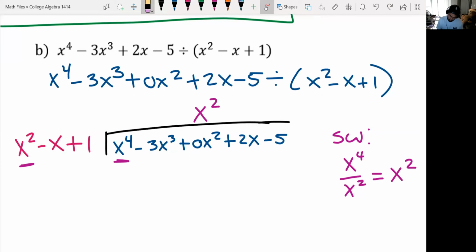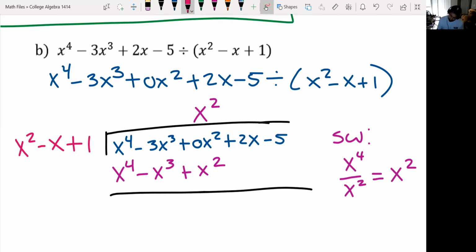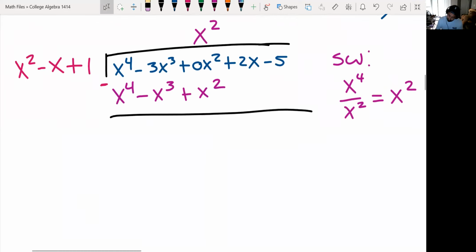So I'll speed things up and just do it. So x squared times x squared gives me x to the fourth. X squared times negative x gives me negative x cubed. And x squared times 1 gives me x squared. Operation is subtraction. So your x to the fourths are gone. And now again, here's where you must be careful with your sign.